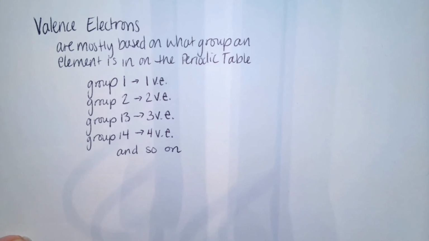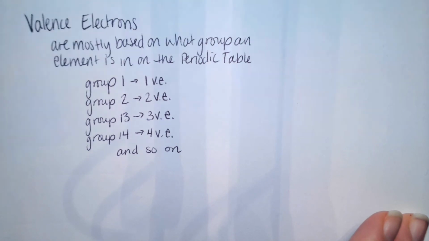What about groups 3 through 12, the transition metals? We aren't really able to say that for sure. So at this time, we're just going to focus on the non-transition metals, the main group elements, which are groups 1 and 2, and then groups 13 to 18. So this pattern continues, and that's how you're going to be figuring out how many valence electrons there are.